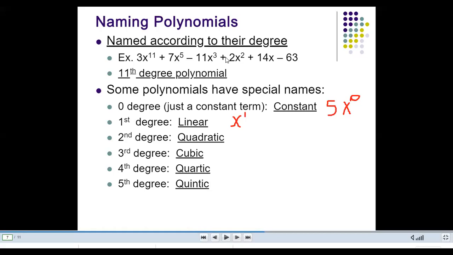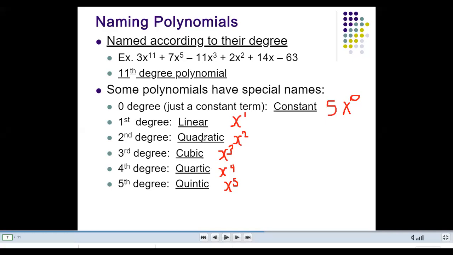And so on. What about if it's to the power of 2? It will be second degree. X to the power of 2. And this one is third degree, x to the power of 3. This one is x to the power of 4, and this one is x to the power of 5. Then first degree is linear, second degree is quadratic, third degree is cubic, fourth degree is quartic, fifth degree is quintic.